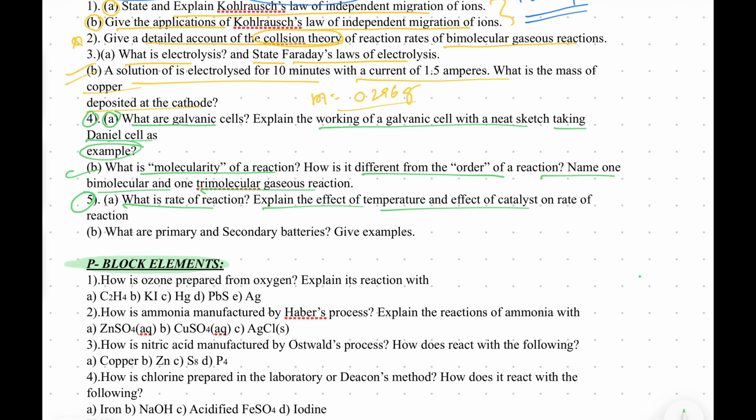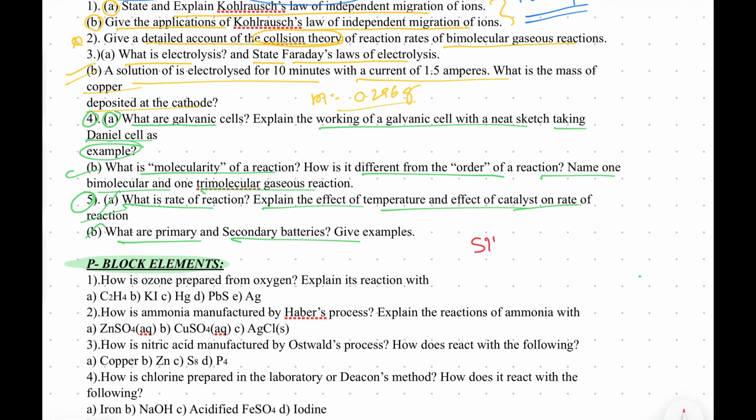This is the effect of temperature on the rate, the Arrhenius equation. You need to write the equation, and the derivation is also there. Sometimes they ask this question in previous examinations. And primary and secondary batteries. This is A, this is B, so a combination. Not only this, we have more questions in this.